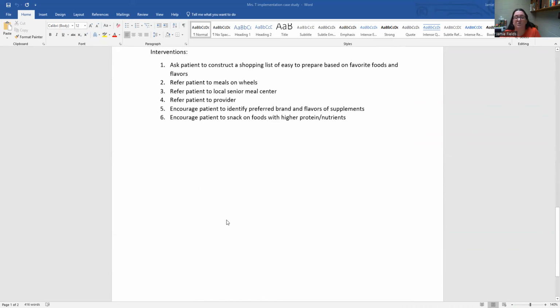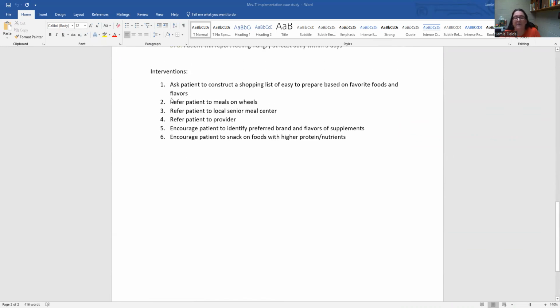What are we going to do to make those things happen? Here's some options. We can ask that patient to construct a shopping list of easy to prepare foods based on her favorite foods and flavors. Refer the patient to Meals on Wheels or to the local senior meal center. Refer her to a provider service, some patients with Medicaid can get a provider.